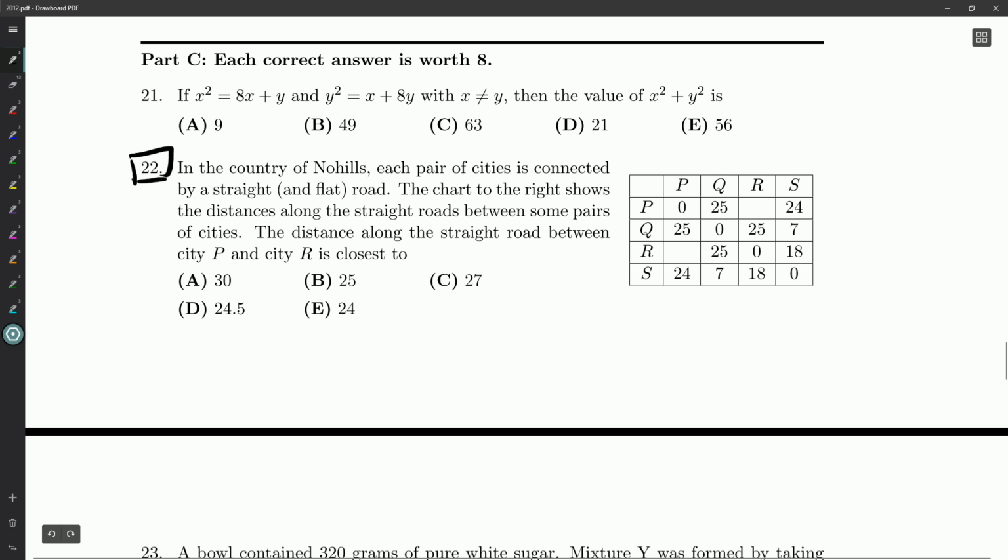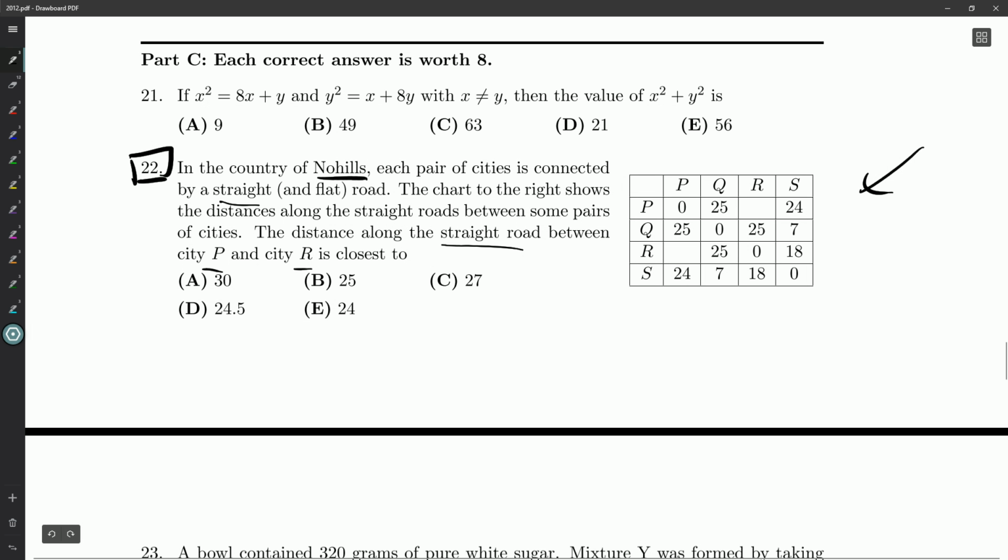In the country of no hills, each pair of cities is connected by a straight road. The chart to the right shows the distances along straight roads between some pairs of cities. The distance along the straight road between P and R is closest to... Okay. So what we've got to do is take this information here and find a way to work out PR. So we might start drawing a little picture.